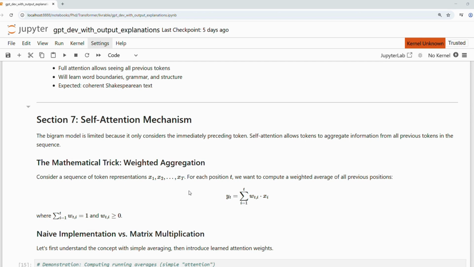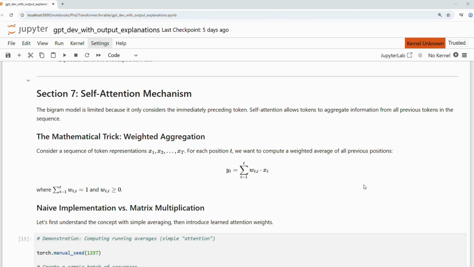This is the core of the transformer architecture, and I want to spend some time building the intuition carefully. The Bigram model fails because each token only looks at itself. What we need is a mechanism for tokens to communicate, to share information across the sequence.